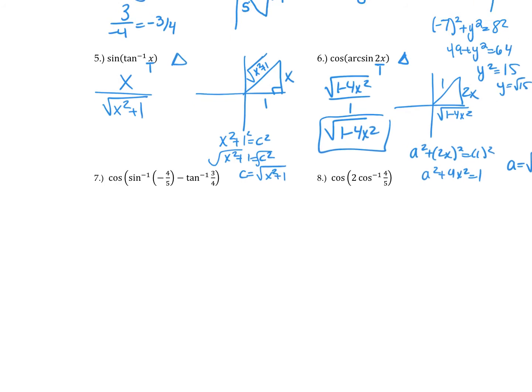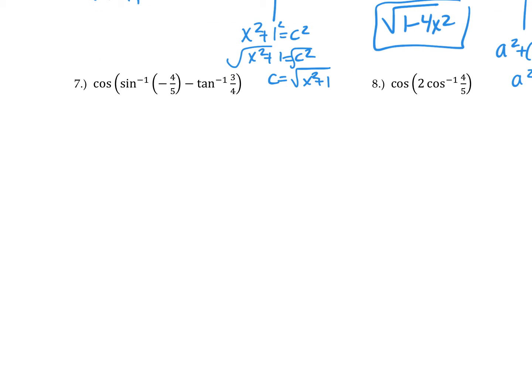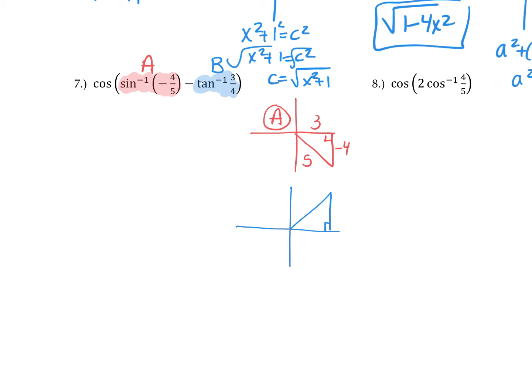In 7, we also have values that are not on the unit circle. So I basically have one angle that I don't know minus another angle that I don't know. So I'm going to call this triangle A, and I'm going to call this triangle B. You could also call it triangle X, triangle Y, but I'm going to draw 2 triangles. So one to represent A, where sine is negative, and one where tangent is positive. And then I'm going to do the cosine of A minus B.